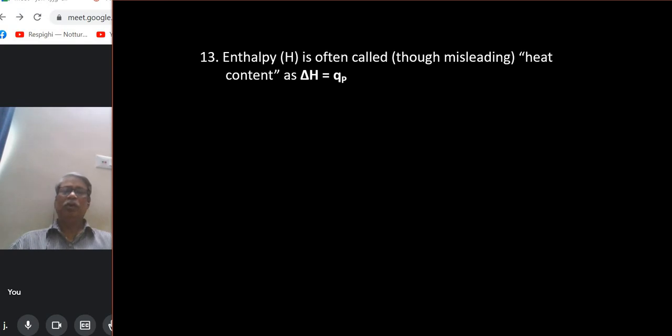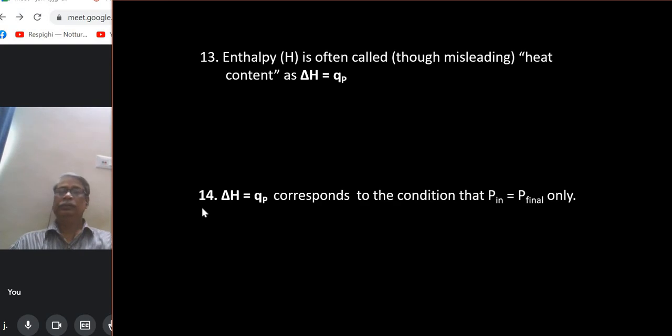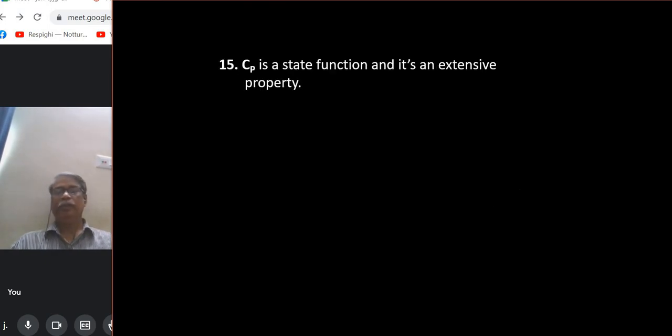Enthalpy is often called, though misleading, heat content, as delta H is equal to Q at constant pressure. So why it's misleading, that also you have to answer. And very related, delta H is Q_P, constant pressure, that it may mean that the initial and final pressures are the same, and only under that condition delta H is equal to Q_P. Is it the only condition or what? Okay, so let us explore later on.